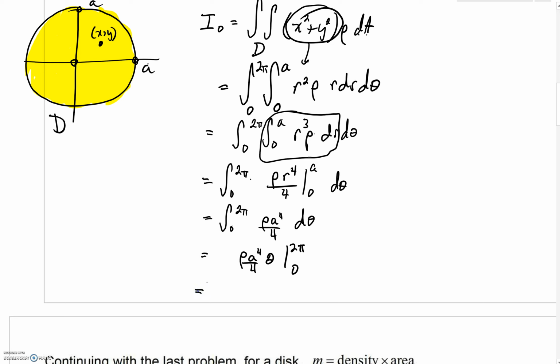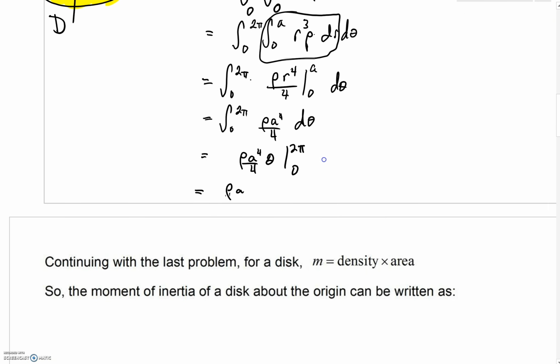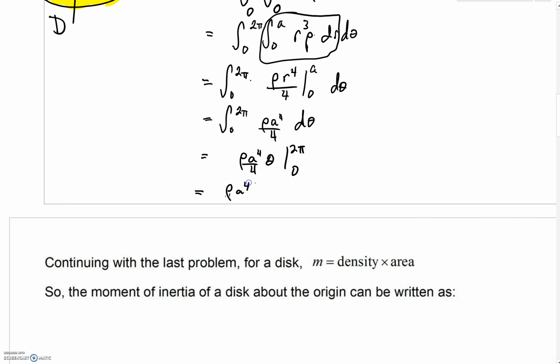So ultimately, what do we have? We'll have our rho a to the fourth, let's bring that back down here, times 2 pi, all over 4. The 0 is just going to cancel out. And what are we really going to see? We're going to see that this moment we've just worked out is rho a to the fourth all over 2.